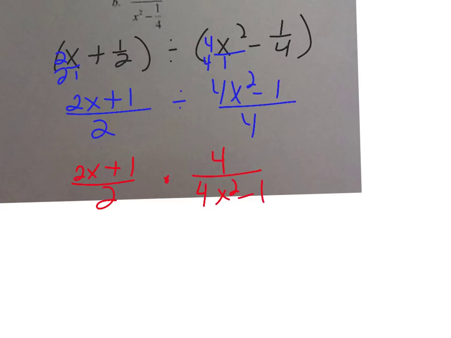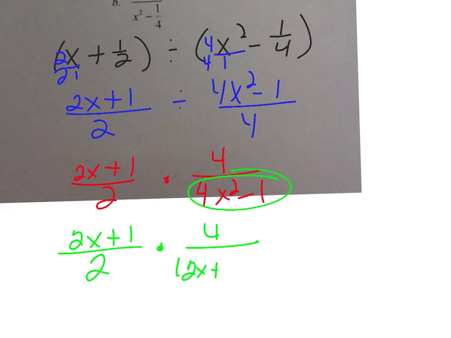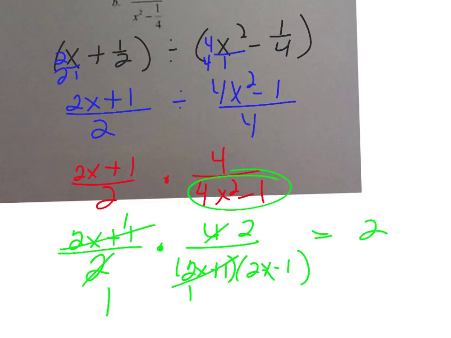So 4x squared minus 1 can be factored. So I have 2x plus 1 over 2 times 4 over, this is the difference of two perfect squares, 2x plus 1 and 2x minus 1. So 2x plus 1 and 2x plus 1 reduce to 1 and 1. 4 and 2 reduce to 1 and 2. So I get 2 over 2x minus 1, and that's my final answer.